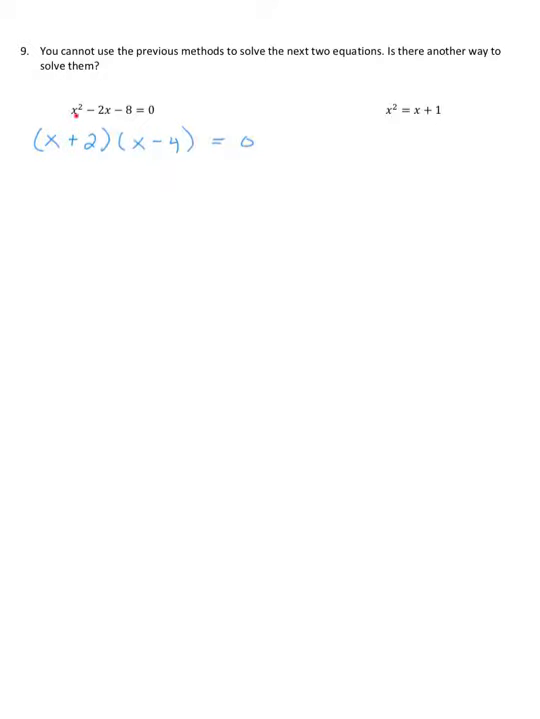X times x is x squared. 2 times negative 4 is negative 8, but your middle terms are going to be positive 2x minus 4x, which add to negative 2x. So once you have your equation factored, it's very easy to see the solutions. You can just take each individual factor and set it equal to 0. All right, so I'll subtract 2 and add 4, and those are the two solutions to that equation. What about this other one?